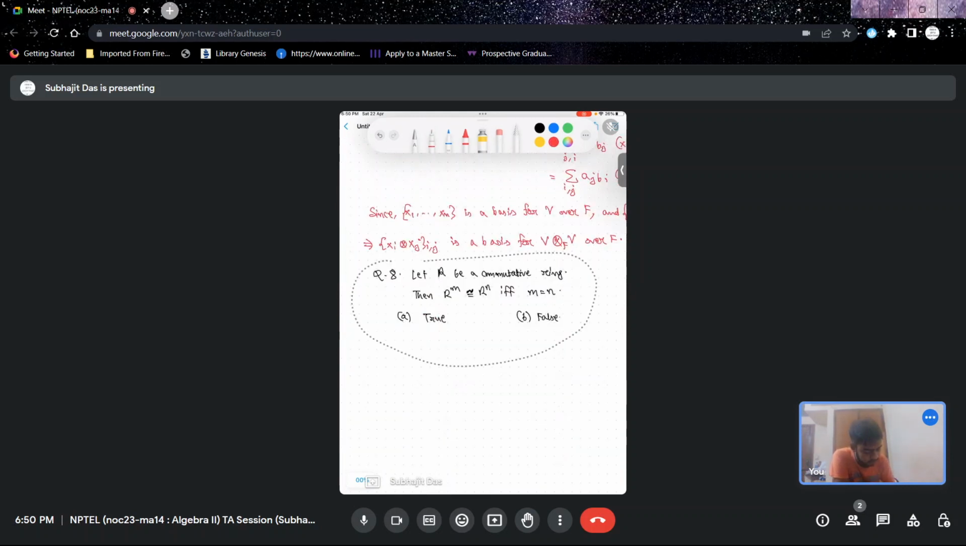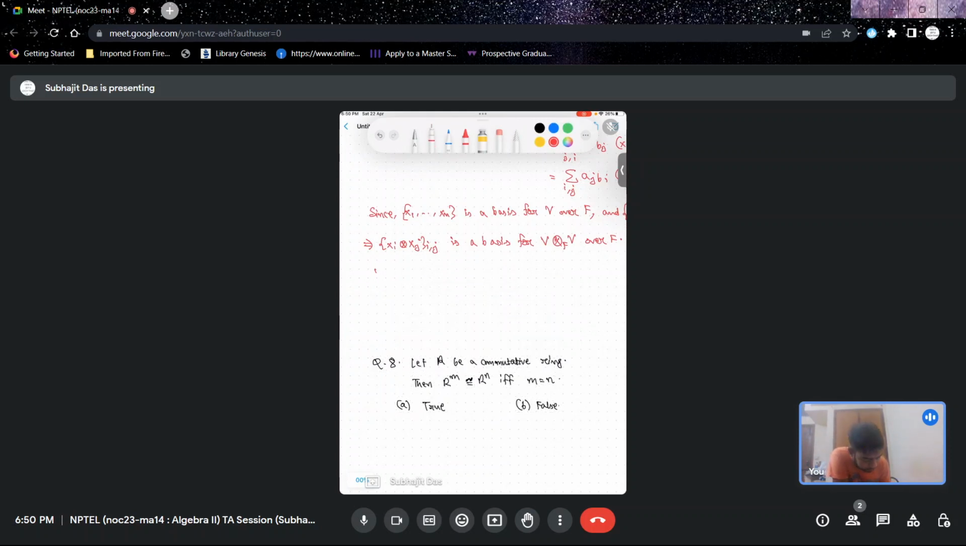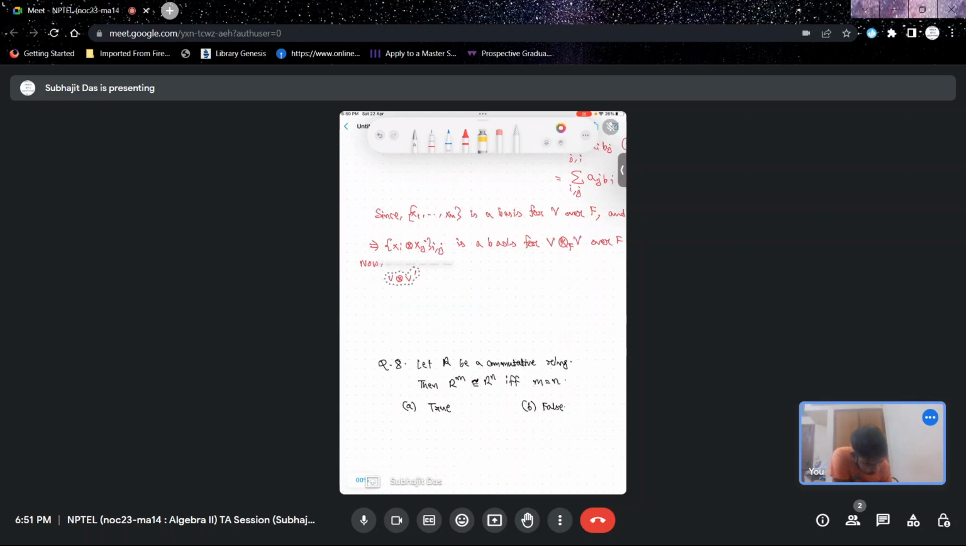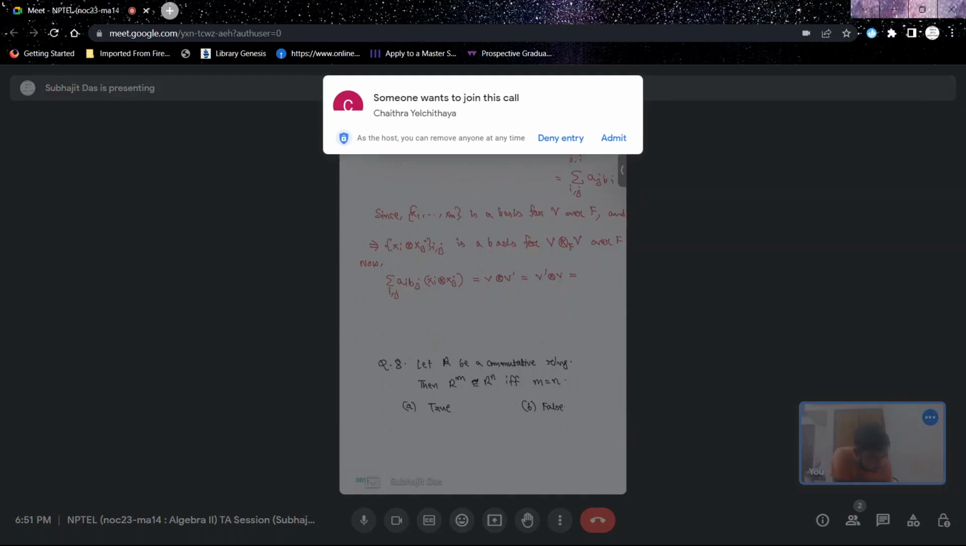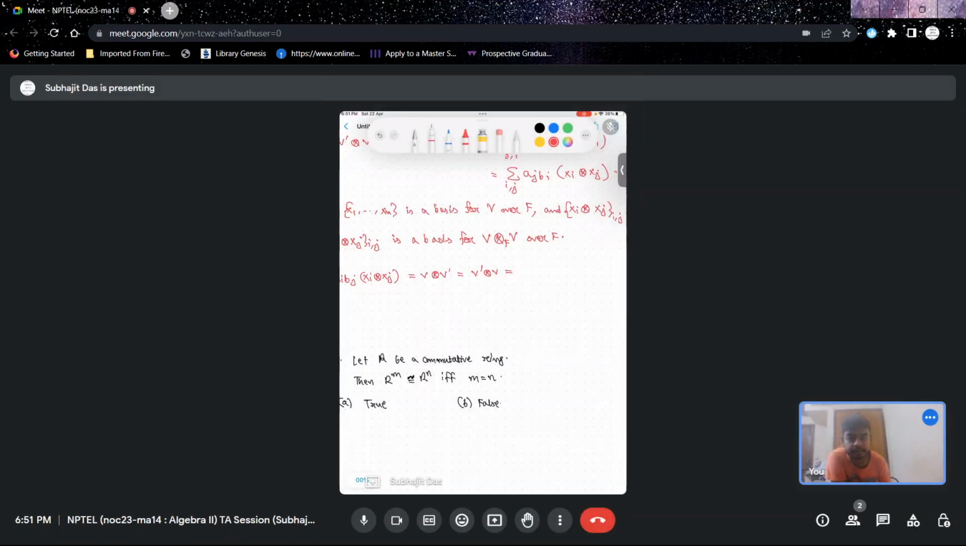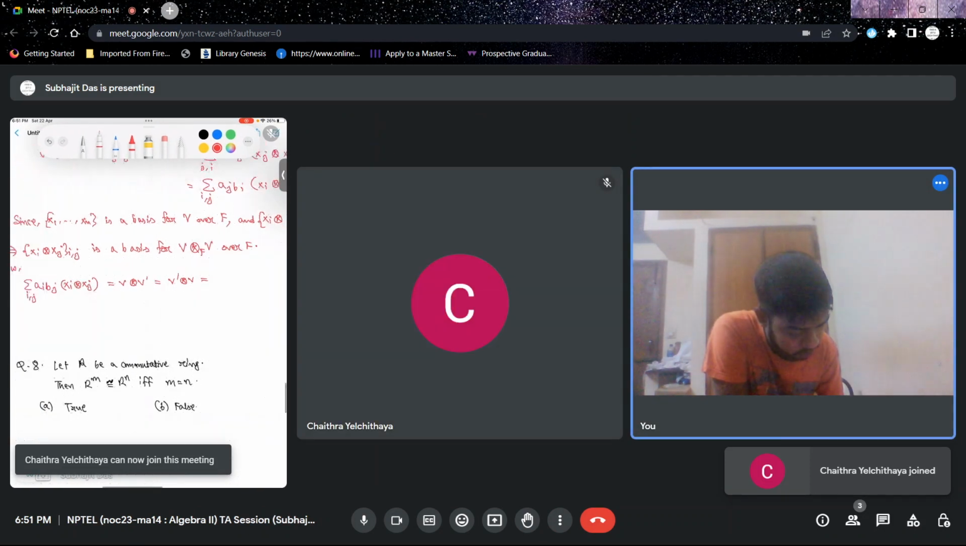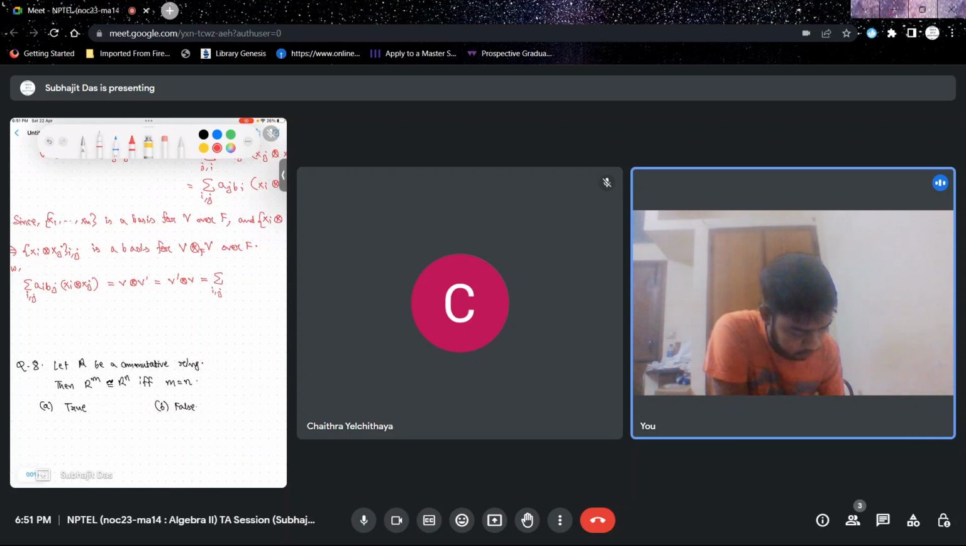And finally what we have is this: v tensored with v prime, summation a_i b_j x_i tensored with x_j over i, j is equal to v tensored with v prime, which is equal to v prime tensored with v, which is equal to summation over i, j of a_j b_i x_i tensored with x_j.